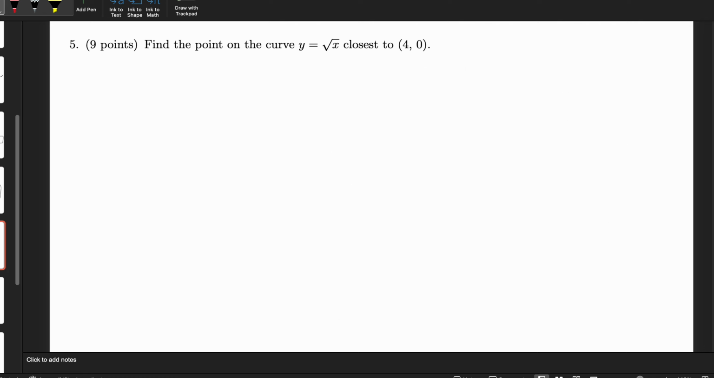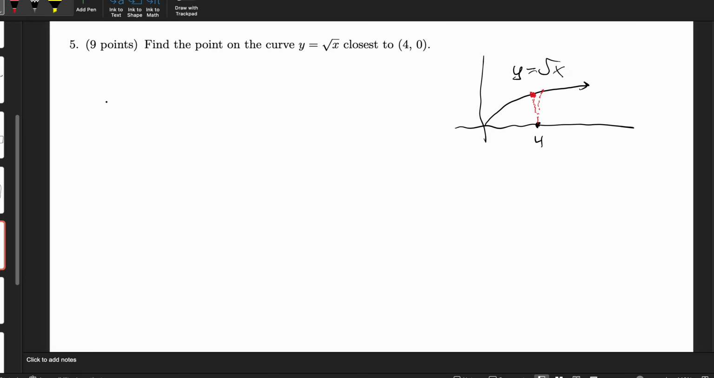Excellent, good. So find the points on the curve y equals the square root of x closest to (4, 0). I love this question. These are the most fun questions. So I'm going to draw a picture. So here's y equals square root of x, and here's the point, let's say (4, 0). I want to find the point that is closest to this point. So, here's (4, 2). I think the point that's closest is probably going to be a little bit to the left of (4, 2). But let's see.